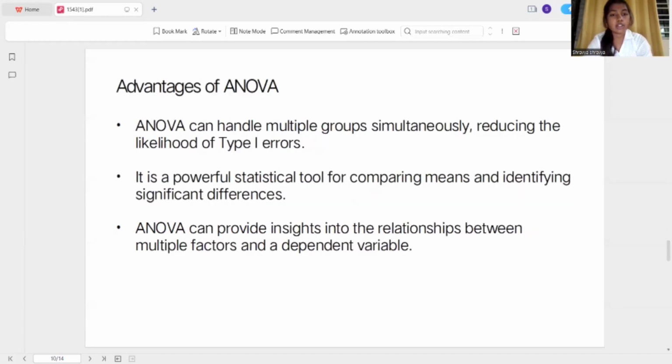And we have the advantages of ANOVA. ANOVA can handle multiple groups simultaneously, reducing the likelihood of type 1 errors. It is a powerful statistical tool for comparing means and identifying significant differences. ANOVA can also provide insights into the relationships between multiple factors and the dependent variable.